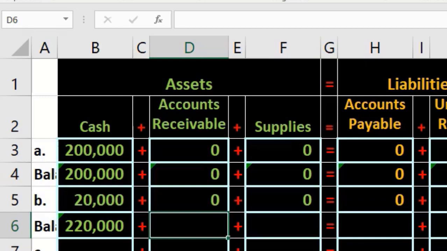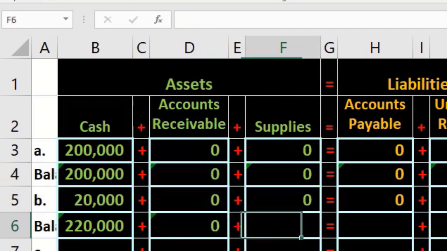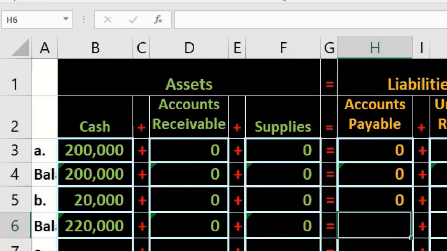But I want to say this column, the prior balance, plus this column, tab. So that's going to be the routine. I'm in cell D6. So in cell D6, I'm going to say equals up two plus up one. So D4 plus D5, tab, tab. I'm in cell F6. I'm going to say equals up two plus up one, tab, tab.